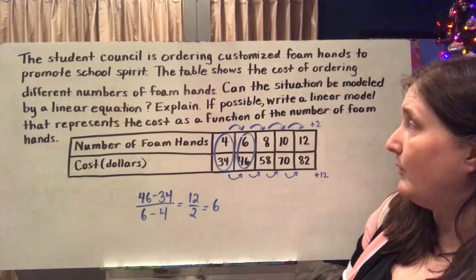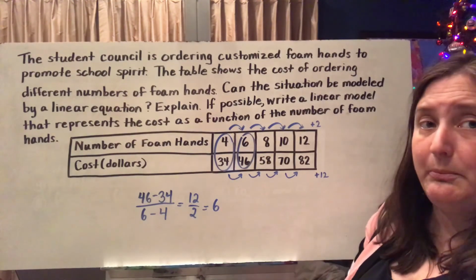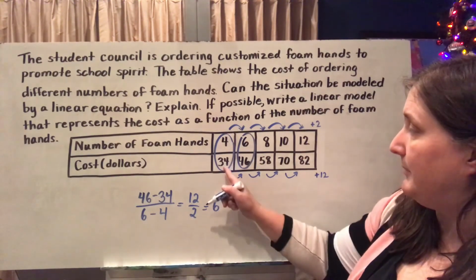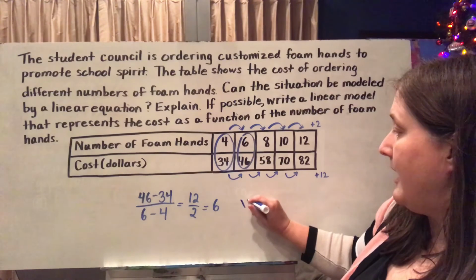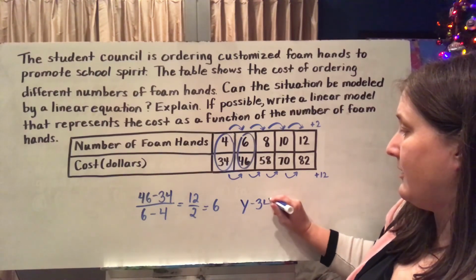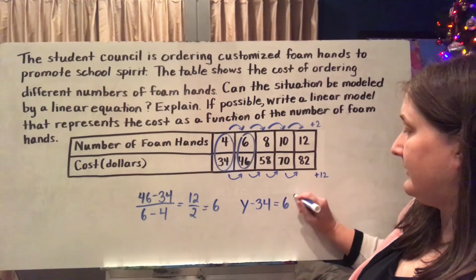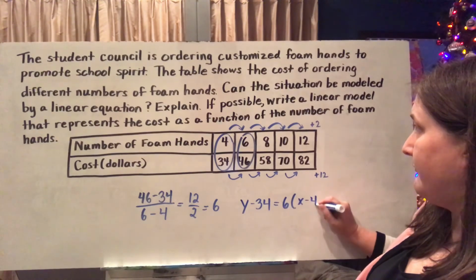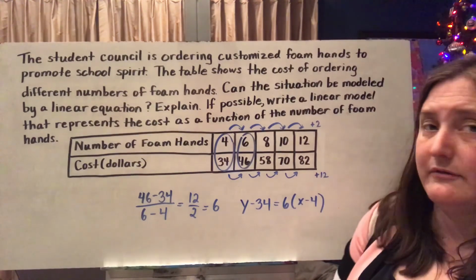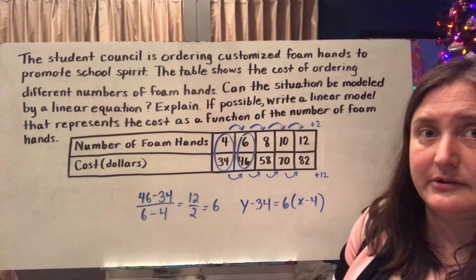Now, to write an equation, I need this slope and 1 point. So I'm just going to pick this first point. So y minus 34 equals 6 times x minus 4. And now I have written an equation to represent this situation.